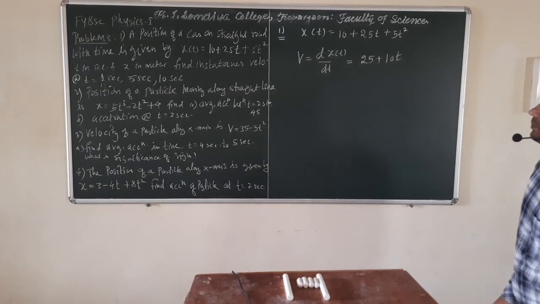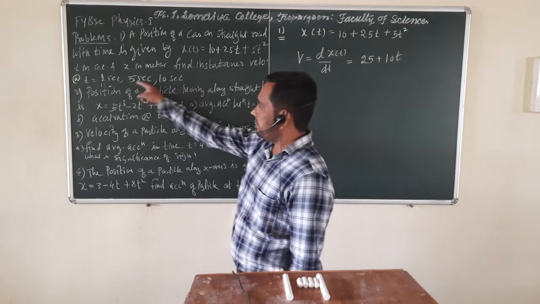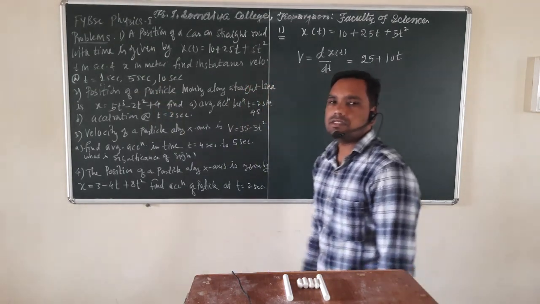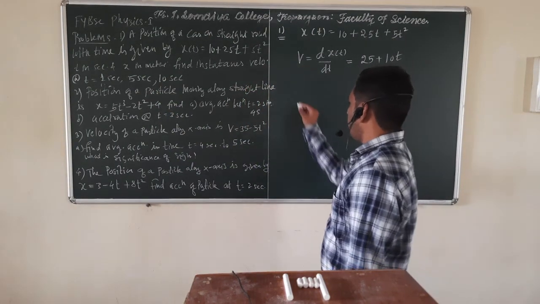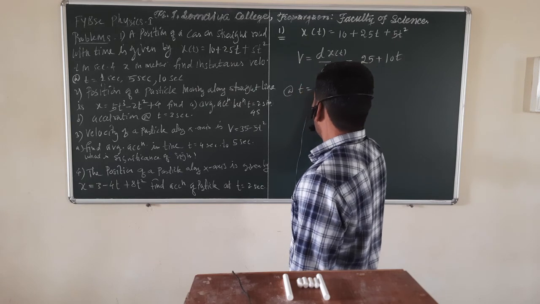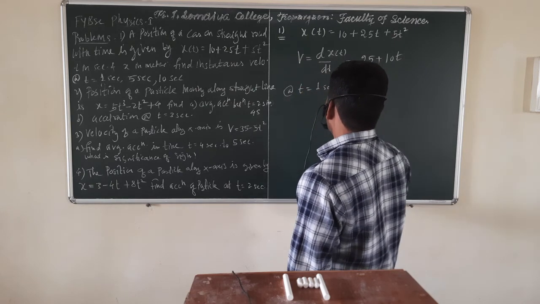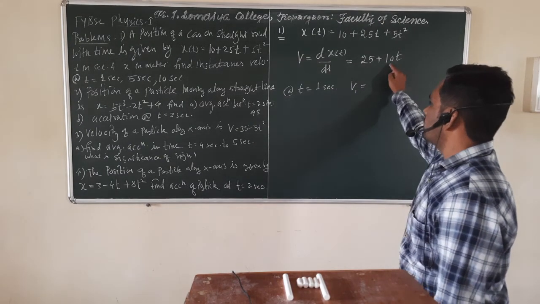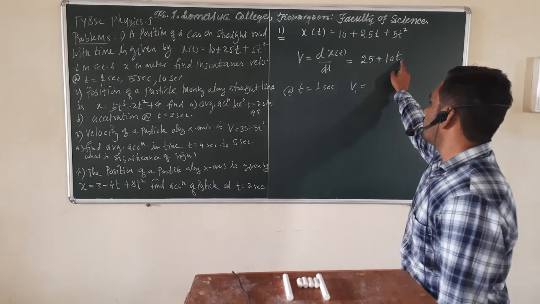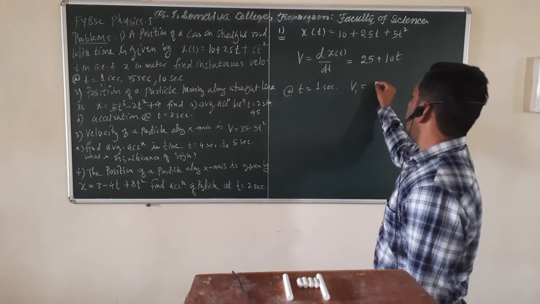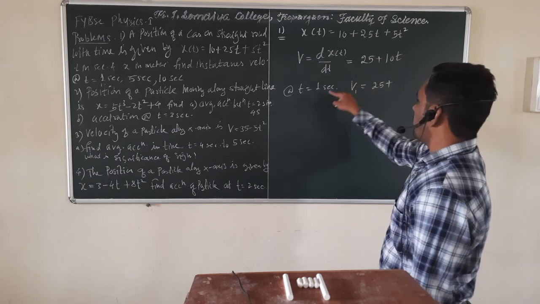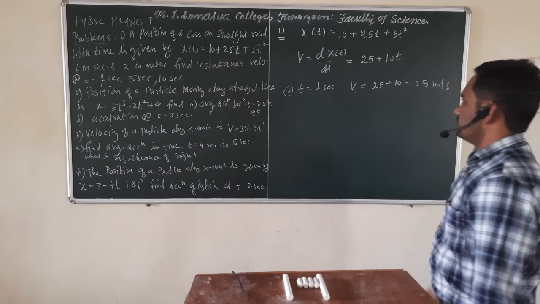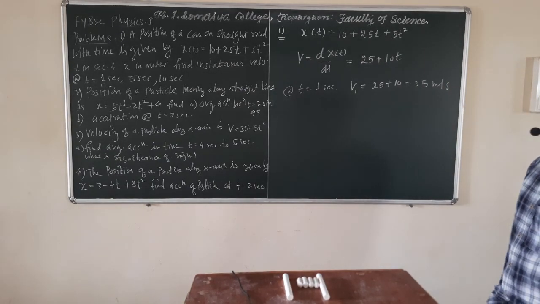Okay, now to find velocity at 1 second, 5 seconds and 10 seconds, we have to find out the instantaneous velocity. So at t equal to 1 second, v is equal to, here I can write v1. In this equation we have to substitute t equal to 1. So 25 plus 10 multiplied by 1, which is 10, which means 35 meter per second. So this is the velocity at time t equal to 1 second.